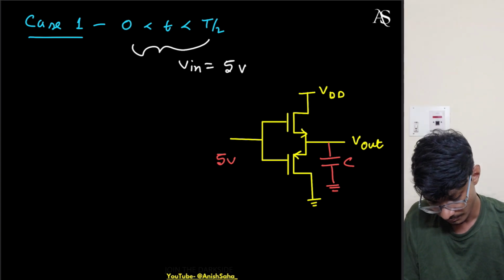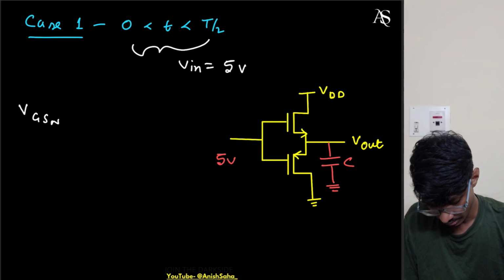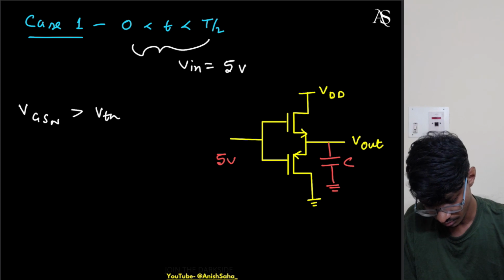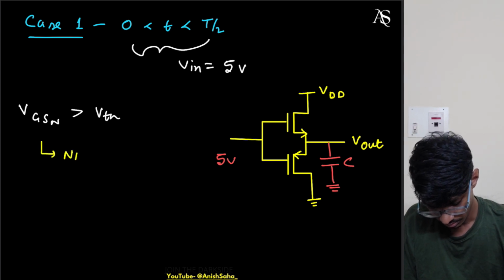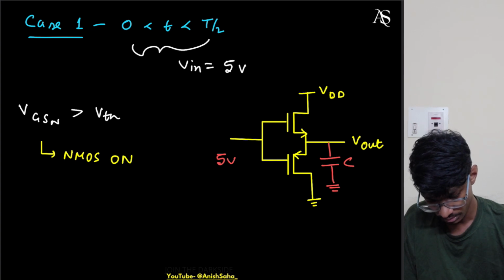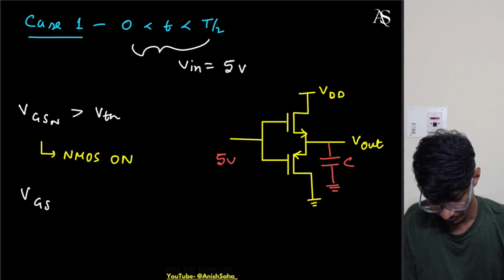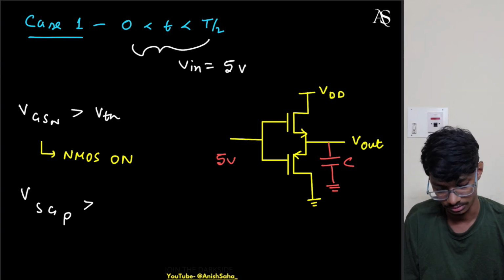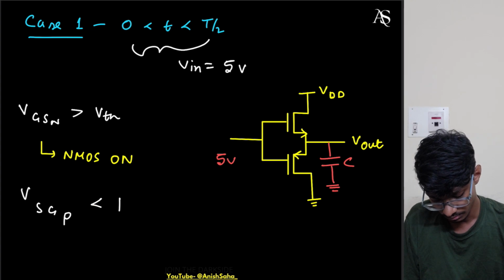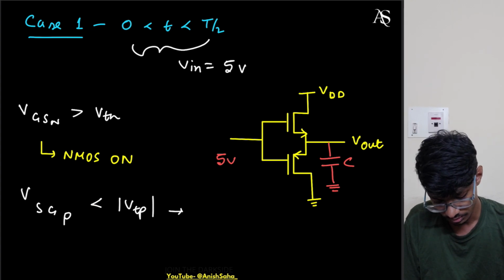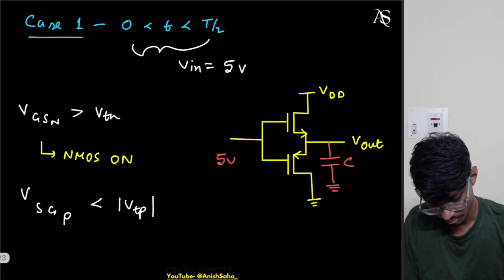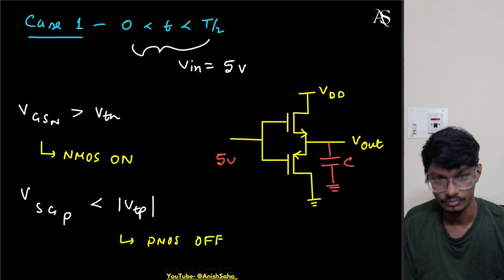So VGSN is greater than its VTN, so NMOS will be on, and VSGP is not greater than, it is less than its mod of VTP. Basically it is negative, right? So for the PMOS, what is the initial value?